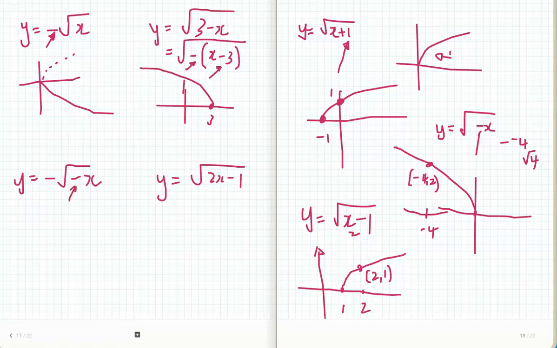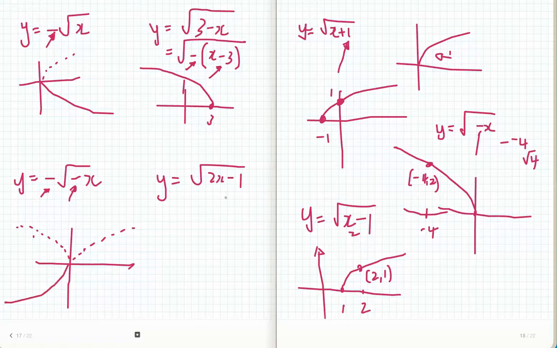Here I have a reflection over the y-axis and a reflection over the x-axis. So the graph is going to normally be like this, but the reflection over the y-axis makes it look like that, and the reflection over the x-axis makes the final product look like that.